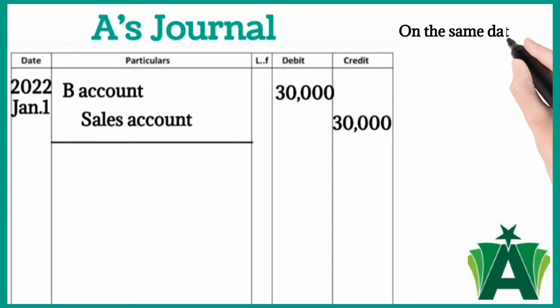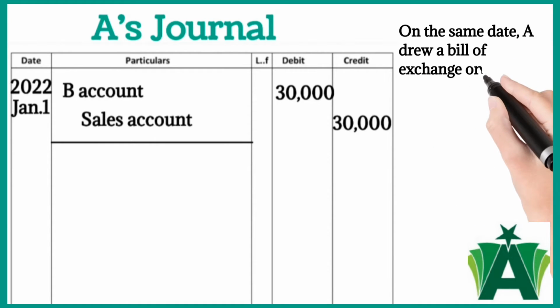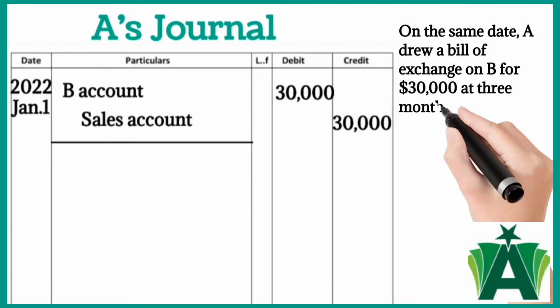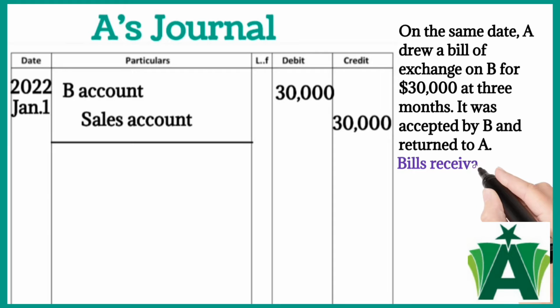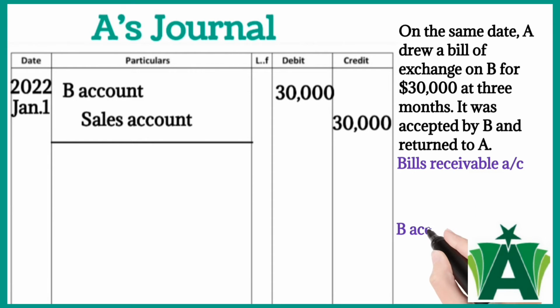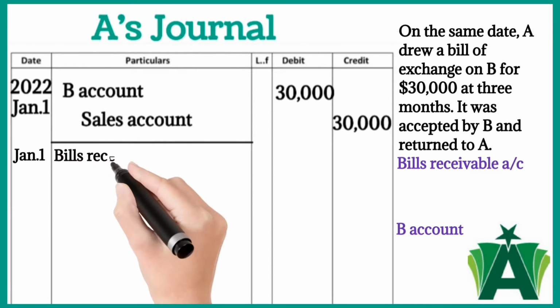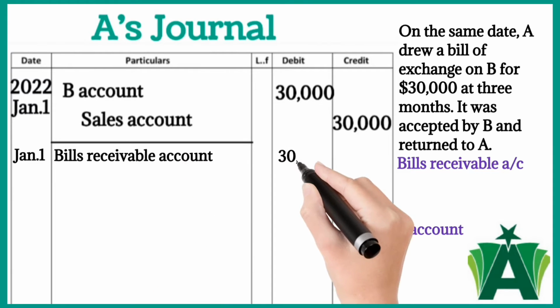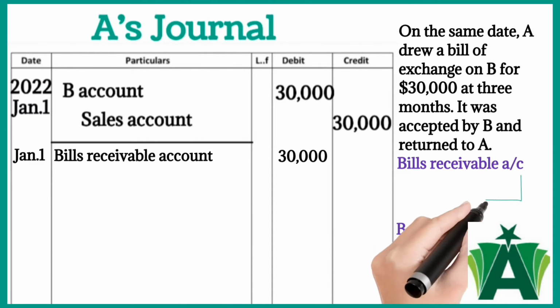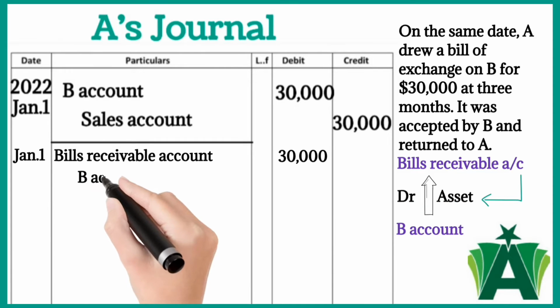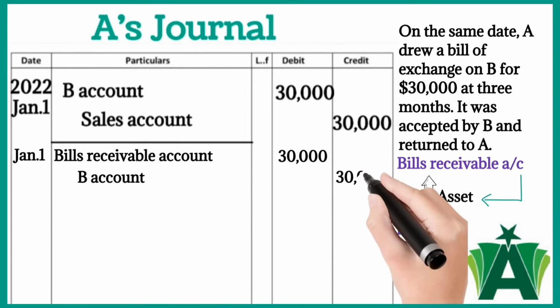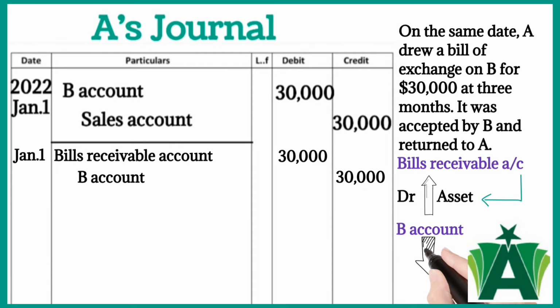On the same date, A drew a bill of exchange on B for $30,000 at 3 months. It was accepted by B and returned to A. In this transaction, two accounts are involved: bills receivable account and B account. Bills receivable account is debited with the amount of $30,000 because bills receivable account nature is an asset. When assets increase in a business, the account is to be debited. B account is credited with the amount of $30,000 because B is a debtor and the debtor decreases in a business. When an asset decreases, the account is to be credited.